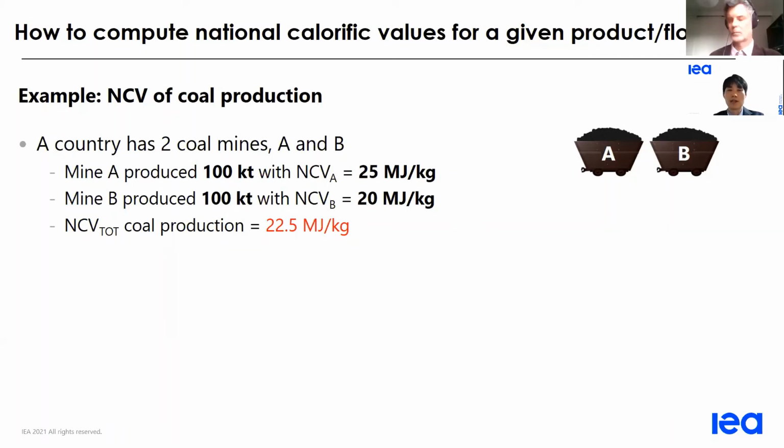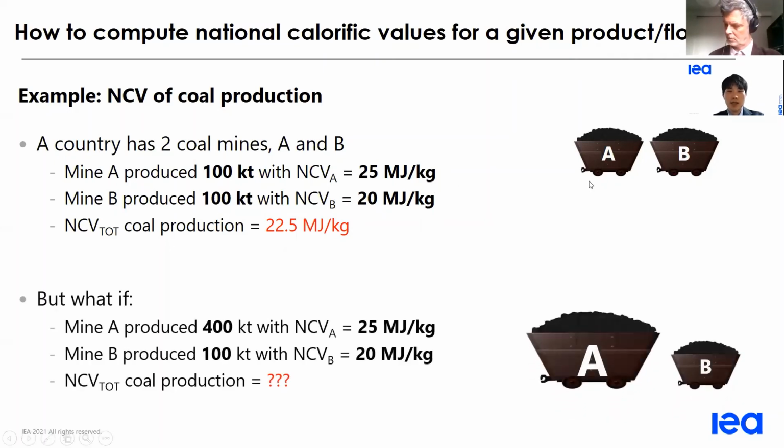But real life is not always easy like this. So this leads me to show you the next Menti question. What if mine A produced 400 kilotons with 25 NCV and mine B produced 100 kilotons with 20 megajoule per kilogram of NCV?